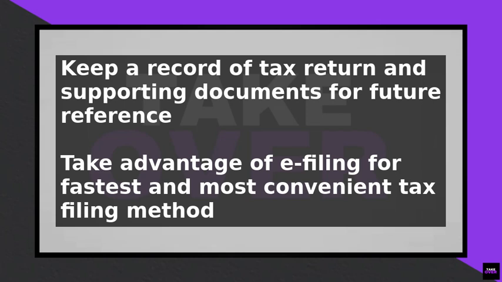In conclusion, filing taxes using H&R Block online is a straightforward process that can be completed in a few simple steps. By following the guidance provided by H&R Block and understanding key concepts such as deductions and credits, you can ensure that your tax return is accurate and complete. Remember to keep a record of your tax return and supporting documents, and take advantage of the convenience and speed of e-filing.